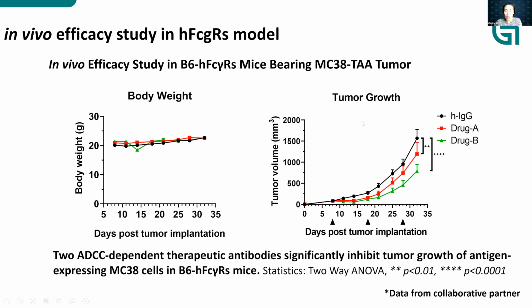As you can tell on the right side of the panel, both of the antibodies, in comparison to human IgG, are able to suppress tumor growth to some extent, not 100%, but at least as a proof of principle, it seems these two drugs are effective to some extent. And from our perspective as a mouse provider, we think the animal is working.